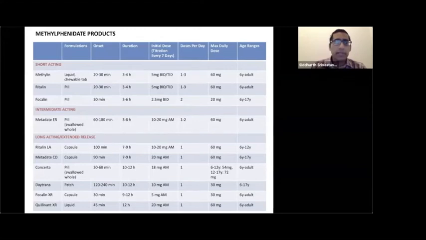Long-acting products include things like Ritalin LA, Metadate CD, Concerta, Daytrana, Focalin XR, and Quillivant XR. Ritalin LA, Metadate CD, and Focalin XR come as capsules that you can open up and sprinkle onto food. Daytrana comes as a patch. Quillivant comes as a liquid. Focalin XR comes as a capsule, as I said, that you can sprinkle onto the food. Focalin XR has the shortest onset of action. It kicks in about 30 minutes or so. In general, these medications can last 7 to 12 hours per day, depending on the medication, and they're usually given once per day.